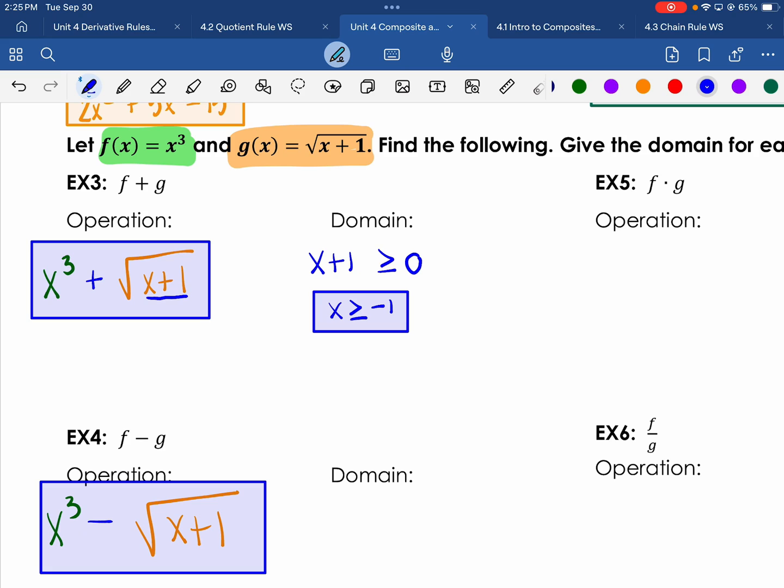Will the subtraction sign change the domain rule at all? No, because the domain rule only counts for what's inside the square root. I do not care about what's happening outside, just the inside. So the domain is still going to be x has to be greater than or equal to -1.